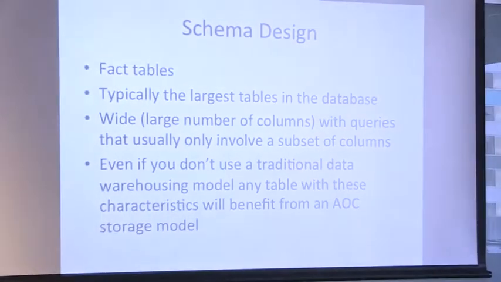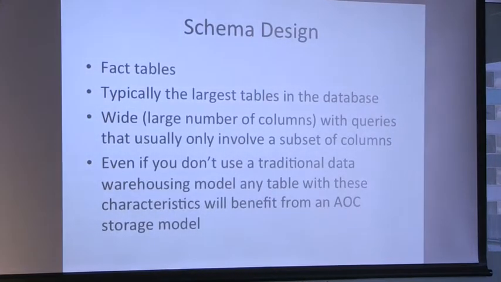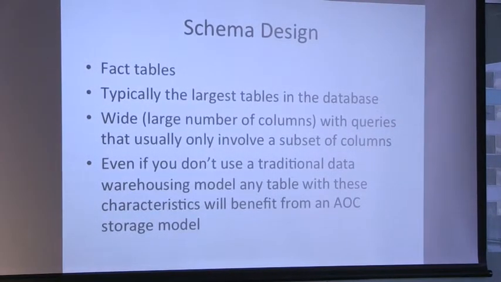So why is that? As I mentioned, fact tables are typically the largest tables in the database. They're typically very wide. You could easily have hundreds of columns in a fact table. And queries against those fact tables will often involve only a subset of those columns rather than every single column in the table. So that's basically the very definition of a columnar table storage model. And even if you don't use a traditional data warehousing model, any table with these characteristics will probably benefit from an append optimized columnar storage model.